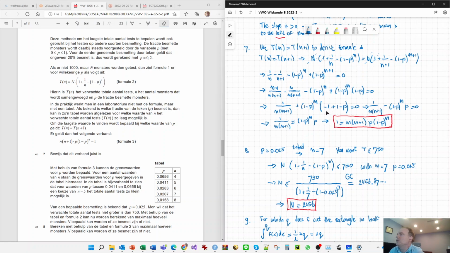And then you can see it becomes already more easy. The ones drop here. I was careful for the minus sign. And so you get 1 over n times n plus 1 minus 1 minus p to the power n times p equals 0. And then you can bring this to the right hand side and multiply both sides by n times n plus 1. And you get 1, which is exactly as given here. So basically here it's just using algebraic skills.